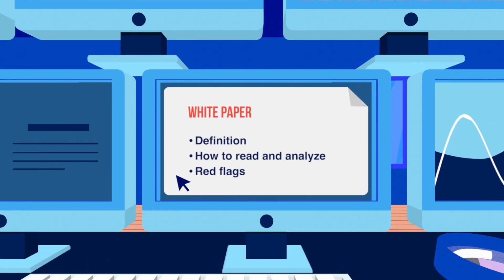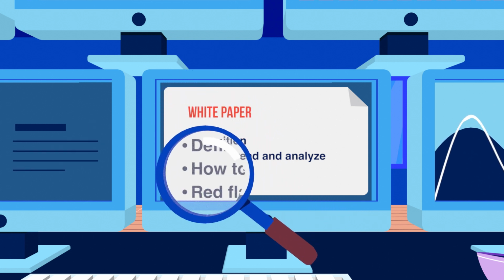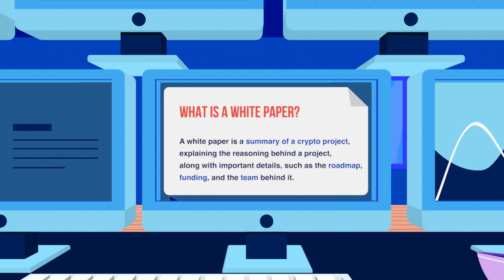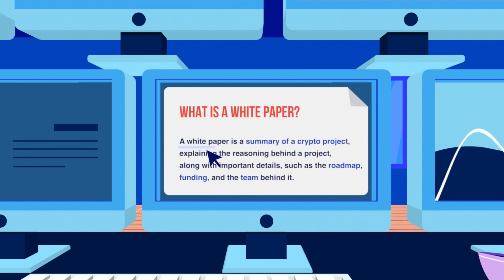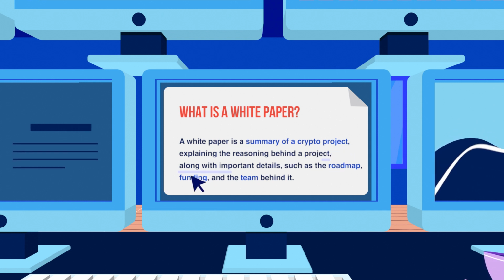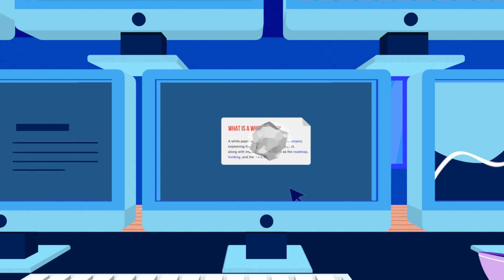In this video, we'll take you through some of the most important steps on how to read and analyze a white paper, so that you won't end up losing your investment. But first, what is a white paper? A white paper is a summary of a crypto project explaining the reasoning behind a project, along with important details such as the roadmap, funding, and the team behind it.